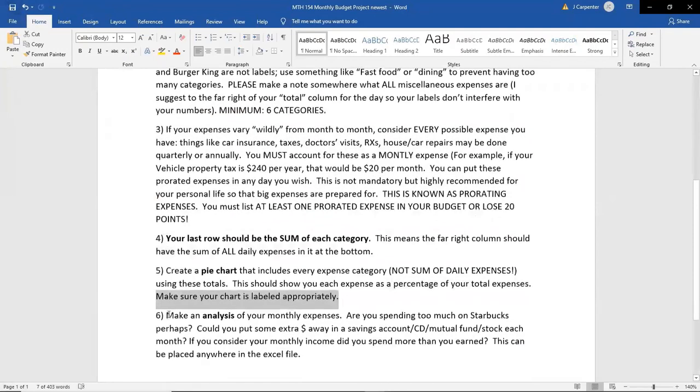And then somewhere you have to just make a sentence to paragraph analysis of your monthly expenses. I'm not going to take away points if I disagree with your analysis. I'm just going to say, hey, did they write a sentence or a paragraph? Did they actually look at the information they have? All right, cool, full credit. That should be the easiest of these 6 sections to get complete.